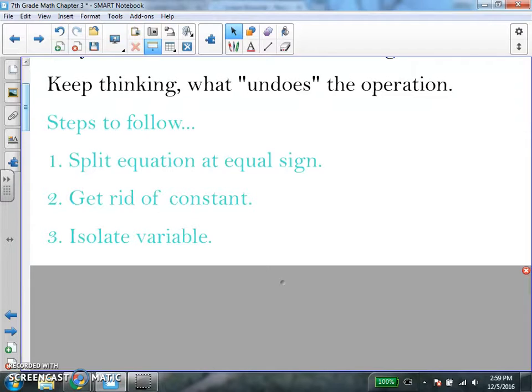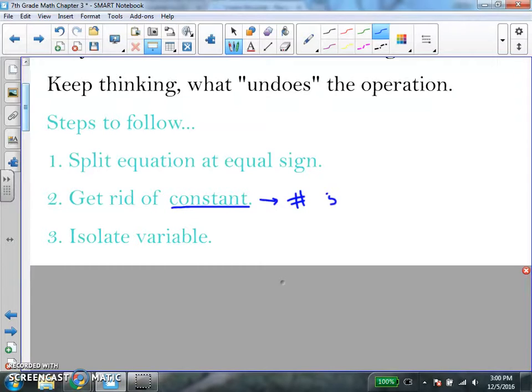Number 2, this is a new step. It says get rid of the constant. Well, we have to remember what our constant is. Our constant in our equation is the number. It could be something like 5. It could be something like -2. Don't get constant confused with a variable or a coefficient. For example, 3x is not a constant. A constant is just a number. You want to get rid of your constant first.